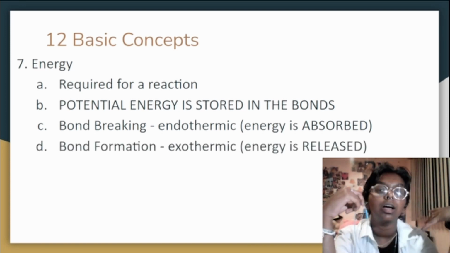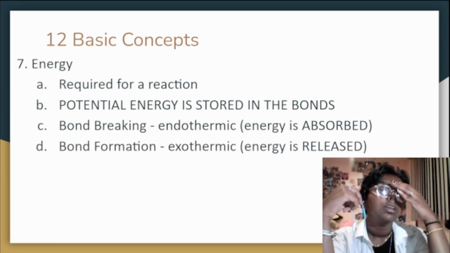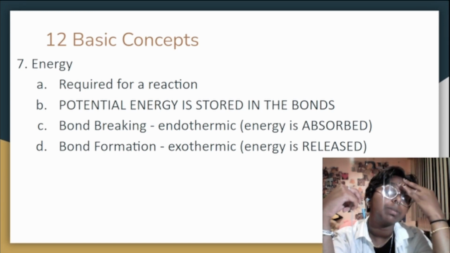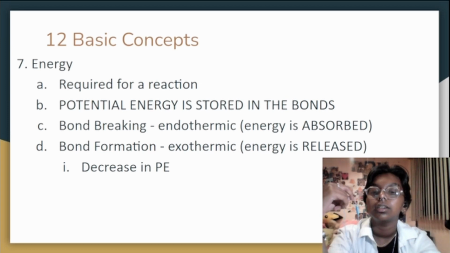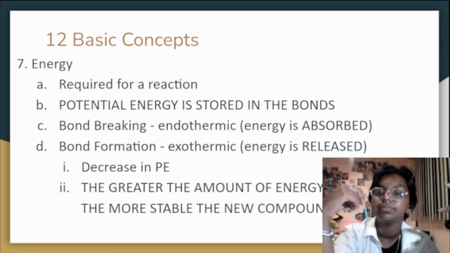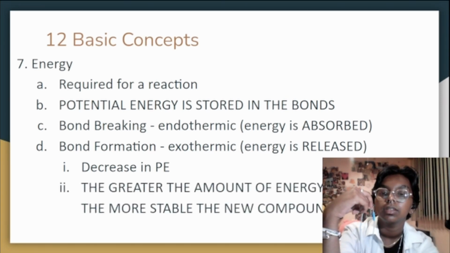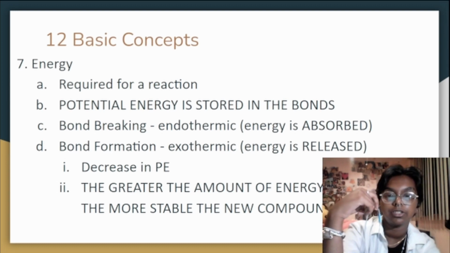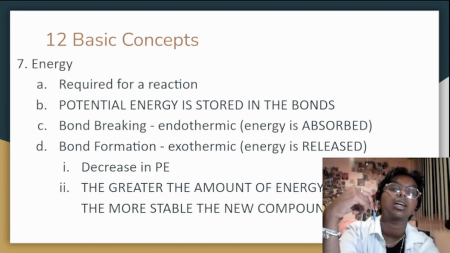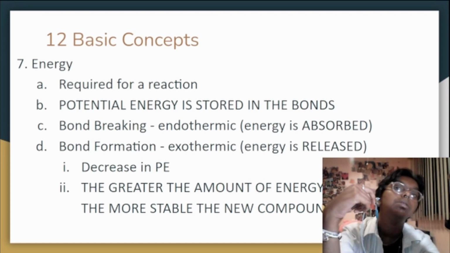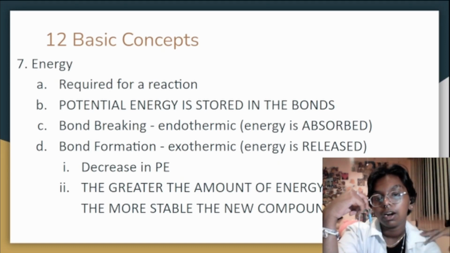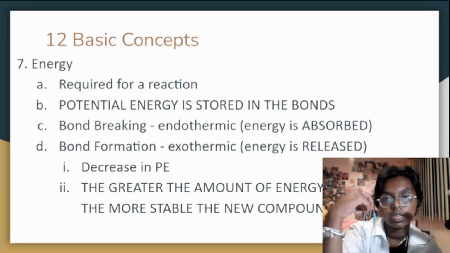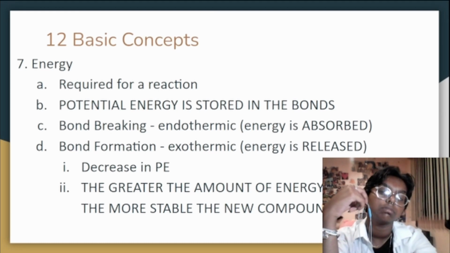But then when a bond is formed, it's exothermic and it releases energy. So there will be a decrease in the potential energy, right? And the more energy that is released, the more stable the new compound would be. So the more exothermic a reaction is, the more stable the compound is.